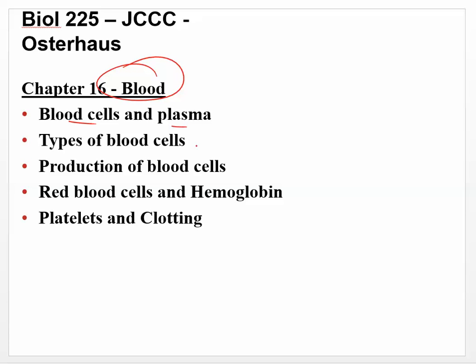Okay, so we're going to talk about the different types of blood cells that are in there, the production of blood cells, specifically from pluripotent stem cells that can be any kind of blood cell, but not necessarily any kind of cell. And then we'll talk about red blood cells and hemoglobin and platelets and clotting. We'll also talk about the different types of white blood cells.